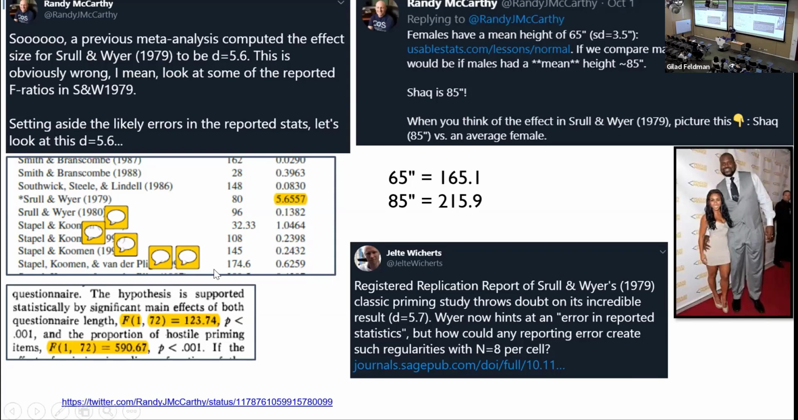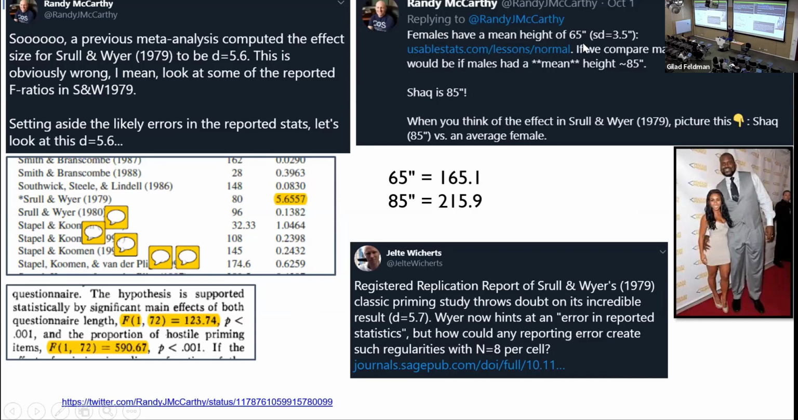So he went back to look at this, and it seems like the effect size was calculated from this F statistic. That F statistic, using a small sample of 80, I don't know why these degrees of freedom, but never mind that now, 123.74. This is completely unreasonable. So Randy was trying to explain to others why this is unreasonable. And it's amazing that Randy needs to explain this to people who do statistics for a living and research for a living. And this is what he writes.